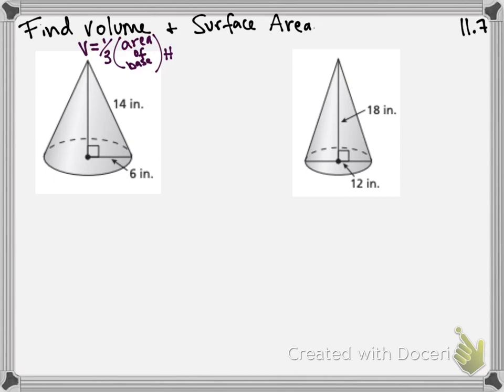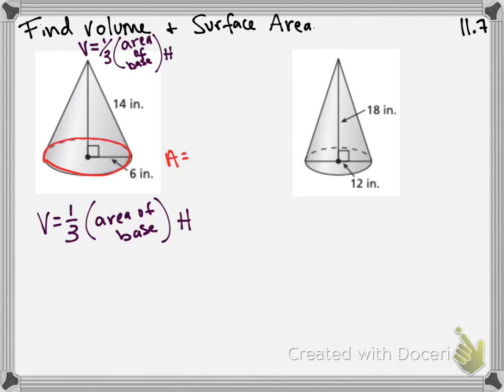So we could do that first. So in this first question, 1/3 times the area of the base times the height of the whole object. So the base is a circle, so we're going to find the area of the base. The area of a circle is pi r squared. So the radius is 6. So square that, multiply by pi. I'm going to round to the nearest hundredth.